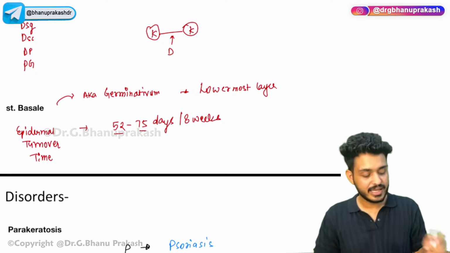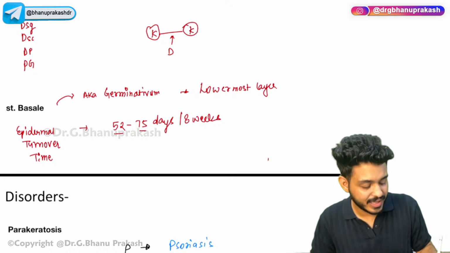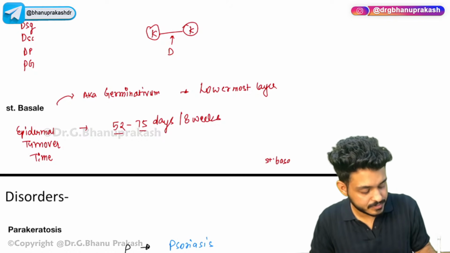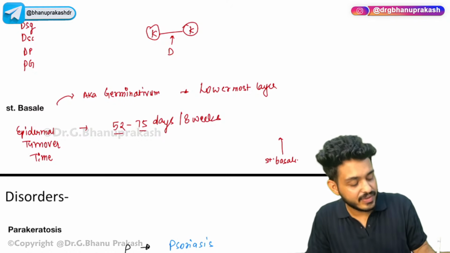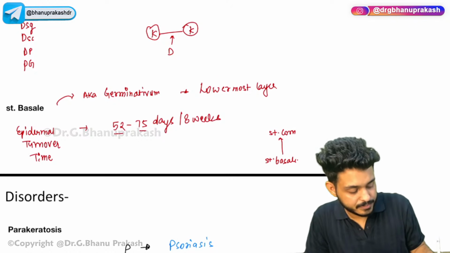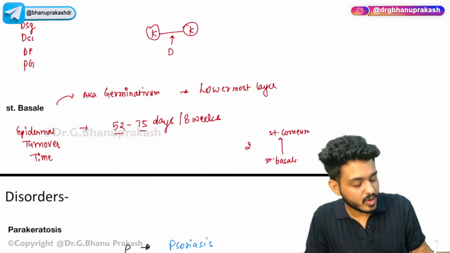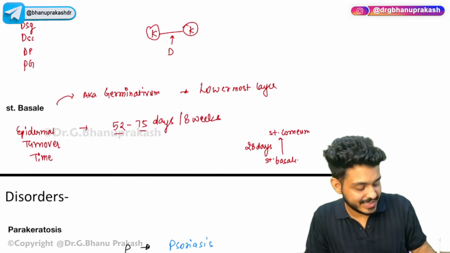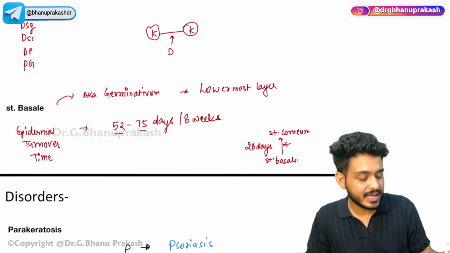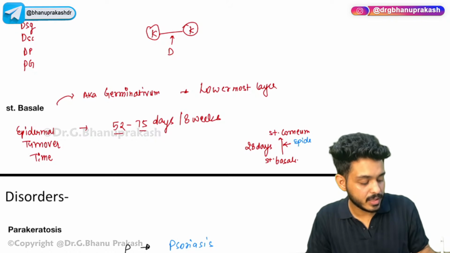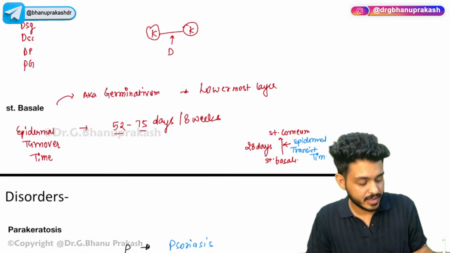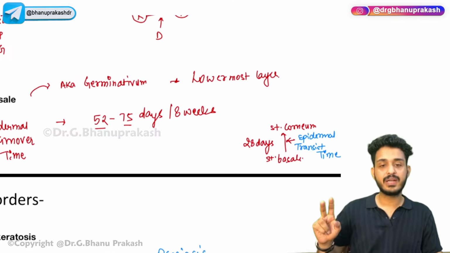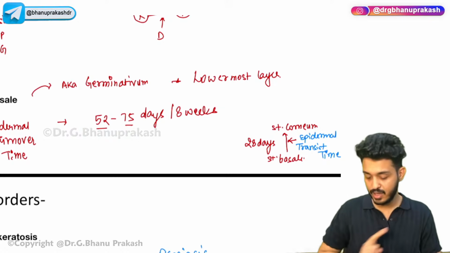8 weeks. Here we have two things. Try to understand. We have this stratum basal. The cells will be growing in the upward direction and going to the stratum corneum. It will take approximately 28 days, and this time period is known as epidermal transit time. Remember, two different entities: epidermal turnover time and epidermal transit time.